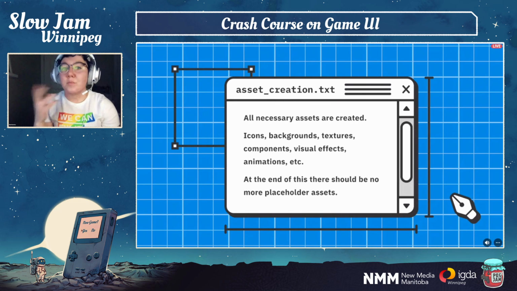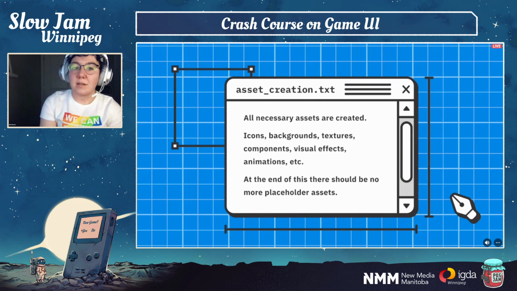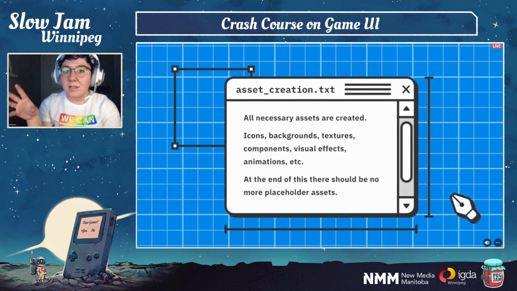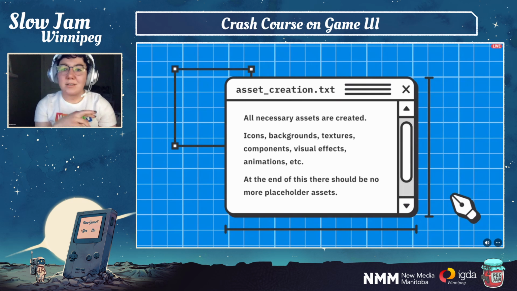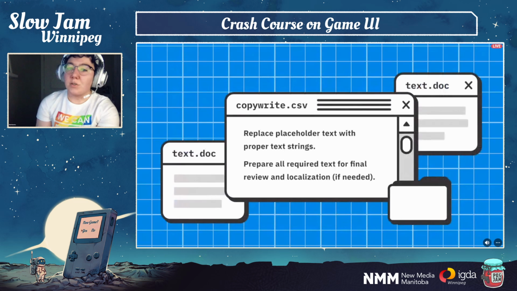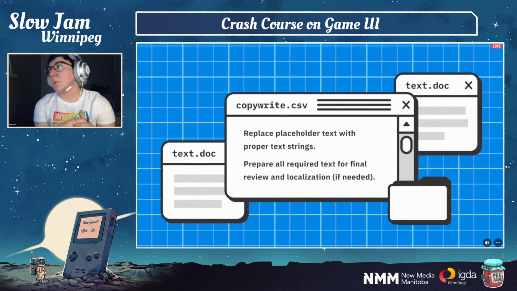And then in tandem with the code support step is asset creation, since all the final assets aren't needed for the programmers to do their thing. All necessary assets are created: icons, backgrounds, textures, components, visual effects, animations, you name it. At the end of this, there should be no more placeholder assets. And there might even be a spreadsheet listing all the assets that will be needed, which the game designer and the UI designer will work together to figure out.